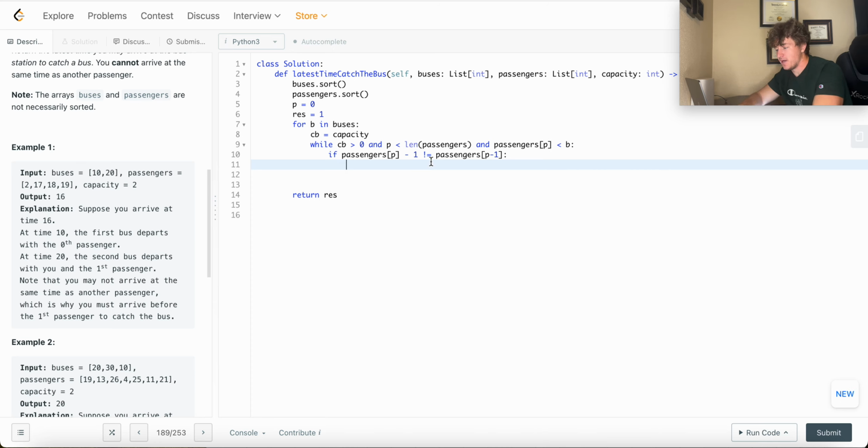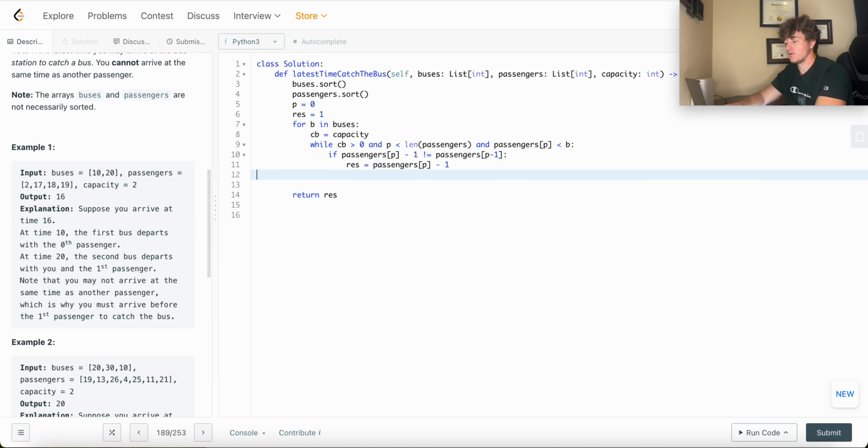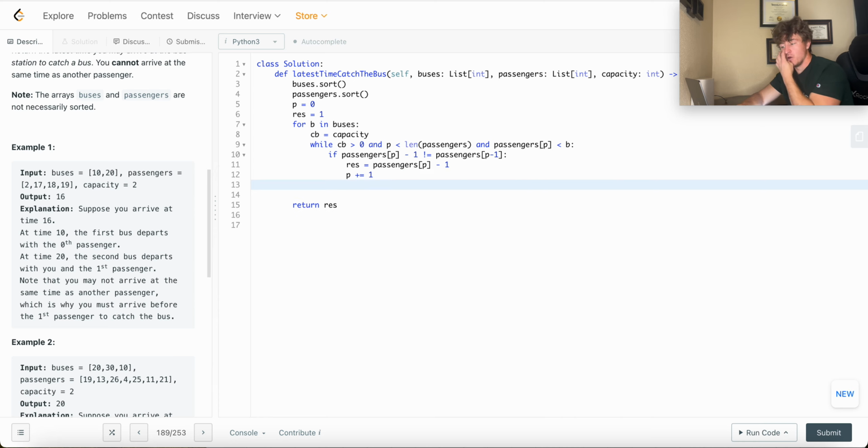Okay, if passengers P minus 1 does not equal passengers P minus 1, this is now our best case. This is the best place we can put this person now, and it's in the previous slot. And then we start doing our accounting. So we process this person, so we do P plus equal 1. And since we process this person, there's one more person on the bus.